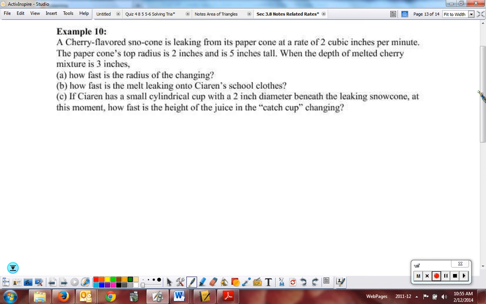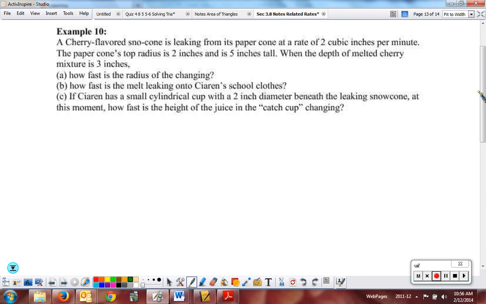Per minute. Yeah, let's do cubic inches per minute. What am I giving you? Volume. That's on your volume. dV/dt, the derivative of the volume. The paper cone is 2 inches across the top and 5 inches tall. When the depth is 3 inches, and the questions are going to ask.